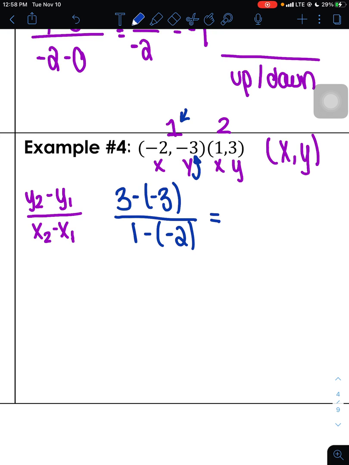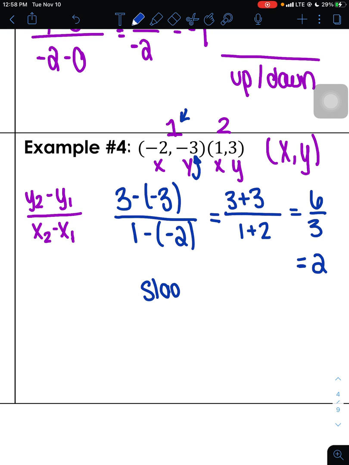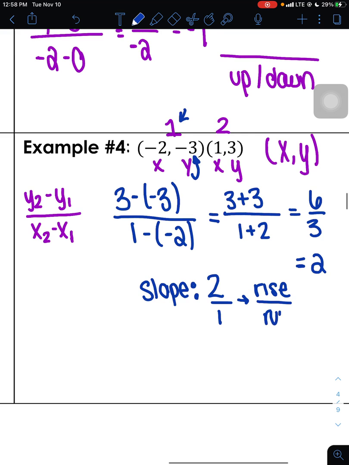3 minus a -3 is going to turn into 3 plus 3. 1 minus a -2 is going to turn into 1 plus 2. So I have 6 over 3, because 3 plus 3 is 6, and 1 plus 2 is 3. When I simplify that, I get 2. So my slope here is going to be 2. And note, when we have a constant, we just assume we're writing 2 over 1. So we're saying that we're going to rise up 2 blocks for every 1 we run over. But when we get to the bottom, we'll talk more about that.